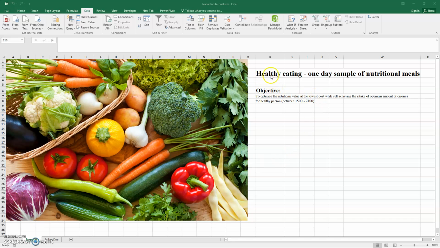I decided to talk about healthy eating, a one-day sample of nutritional meals, and my objective is to optimize the nutritional value at the lowest cost while still achieving the intake of an optimum amount of calories for a healthy person, which means between about 1500 and 2100 calories.